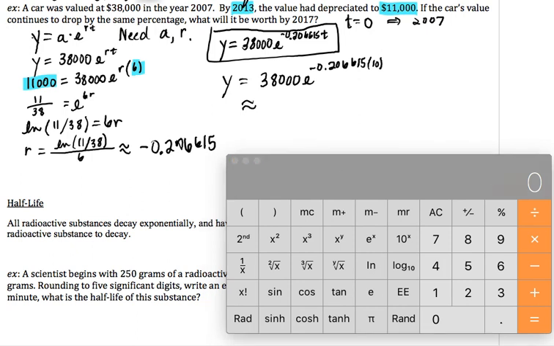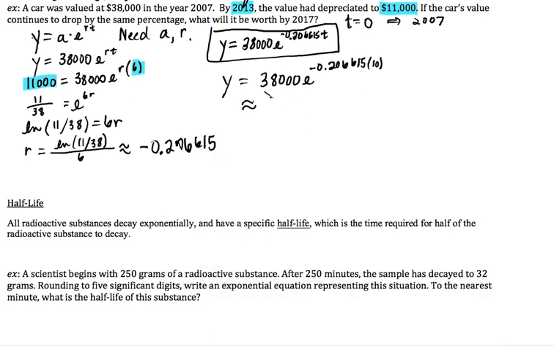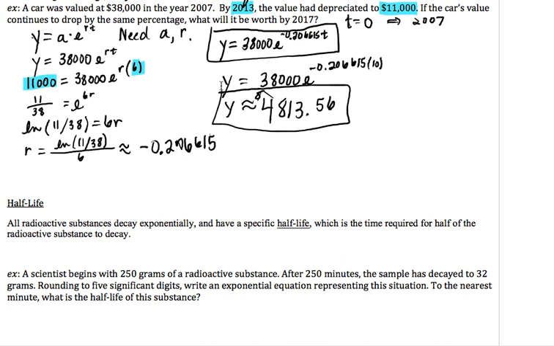I don't know what's wrong with this calculator. Maybe I'm using it wrong, but when I do this on a handheld calculator, it comes out correctly. So when we compute this number right here, and then I multiply by 38,000, I get 4,813.56 when I round. So that would be the value after 10 years, which sounds reasonable for that exponential decay model.